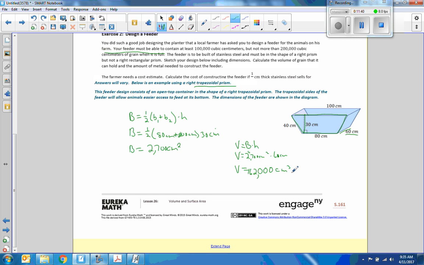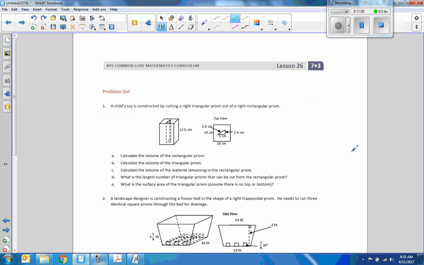Okay, so the volume of the solid prism is 162,000 cubic centimeters, so the volume that the feeder can contain is slightly less depending on the thickness of the prism. Okay, so there's my answer. That is the end of lesson 26. Go do your problem set.